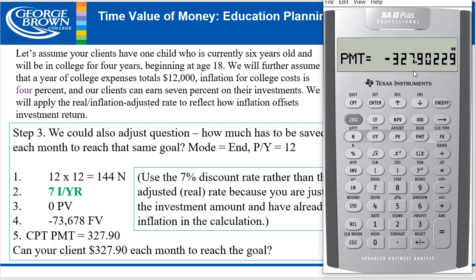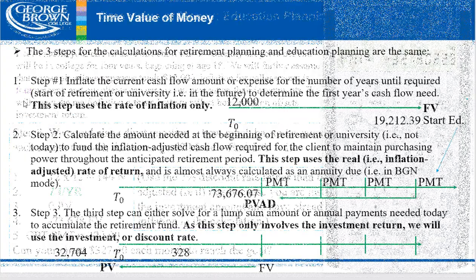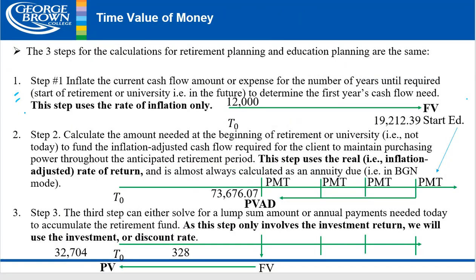Okay, so that's it for this video. Hopefully that helps you understand the 3 steps for education planning for not only insurance needs purposes, but also as a monthly savings target. Thank you very much. Actually, I'll make this the last slide, just a quick summary of what we did.